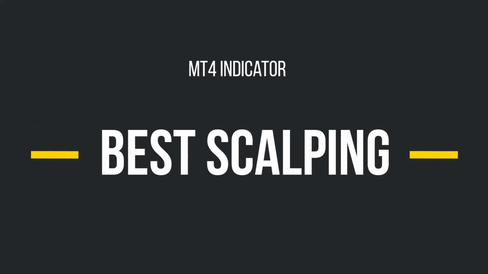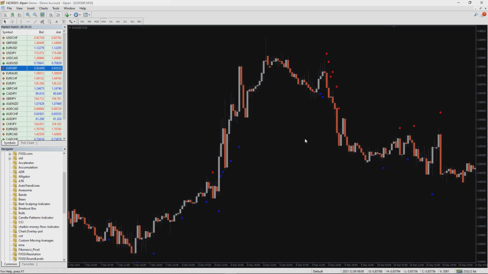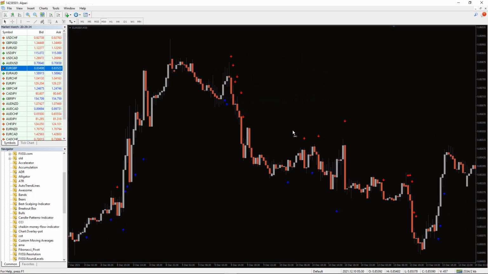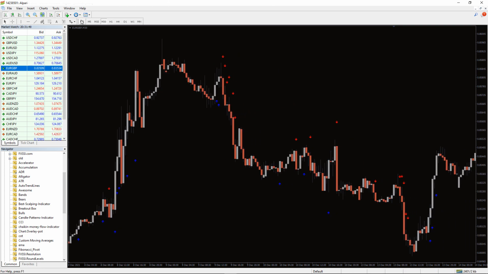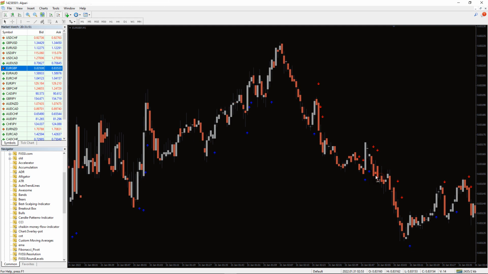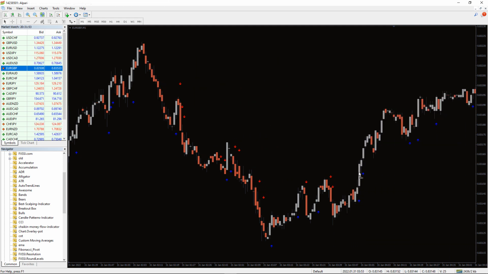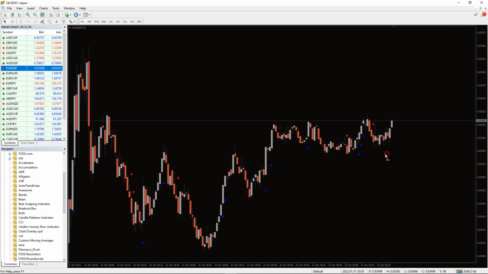Let's look at the best scalping indicator trading strategy. Although the indicator works best on lower timeframes, like the 1-minute chart, lower timeframes can produce a lot of false signals. Therefore, to apply the strategy, you have to insert the indicator on higher timeframes.